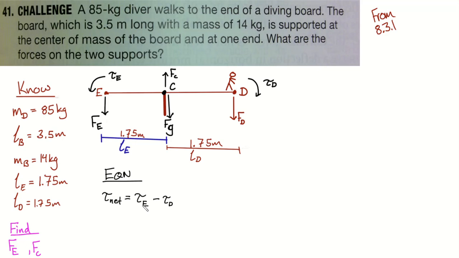Cool. Now, one more time, Nick, if my thing isn't moving, the diving board's not spinning around, what is the net torque? 0. So, if we want to show every little step, and I'm totally cool with it, I think that 0 then would be the torque at E minus the torque at D.